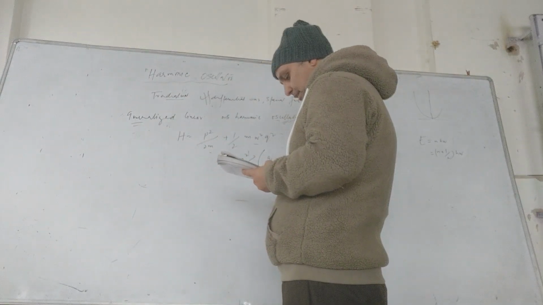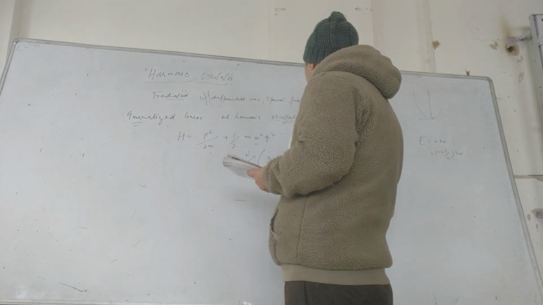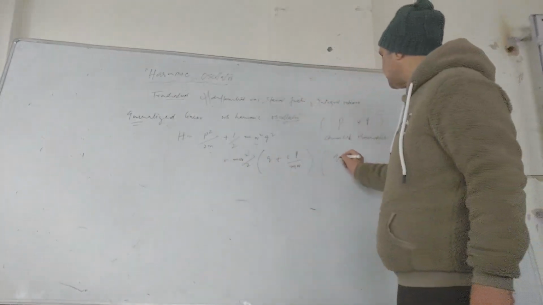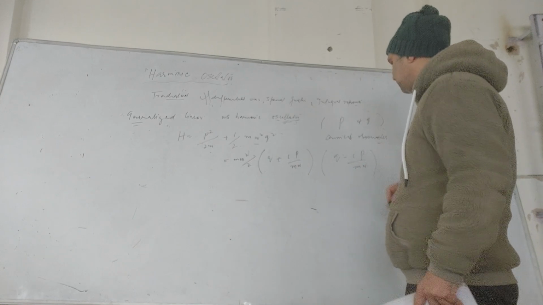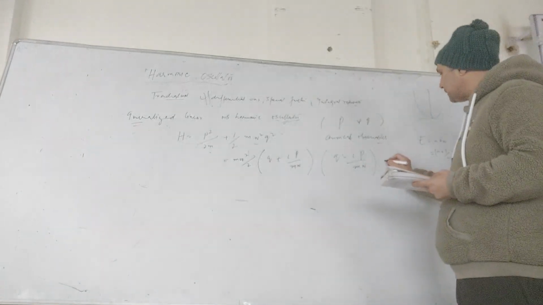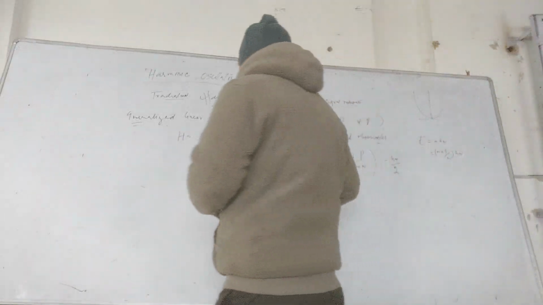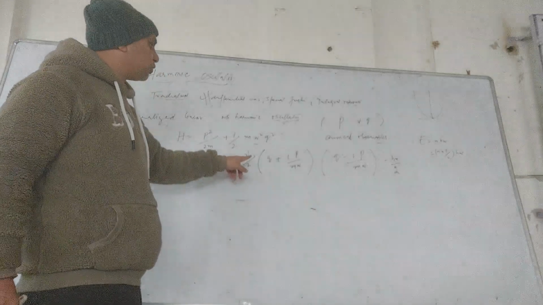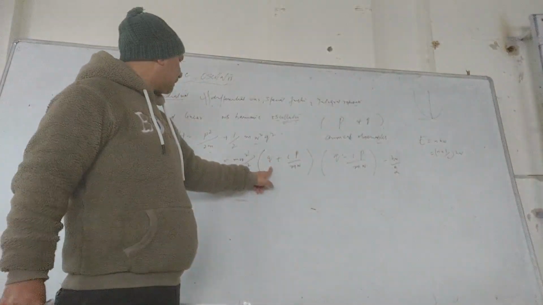See, Q plus iota P by m omega, and Q minus iota P by m omega, minus h omega by 2. Here h omega by 2 is the zero point energy. Now look, if you square this, a square minus b square will come, and here Q square will come.